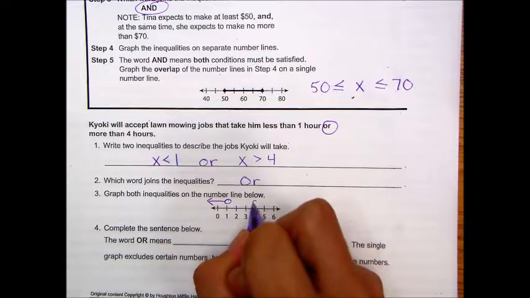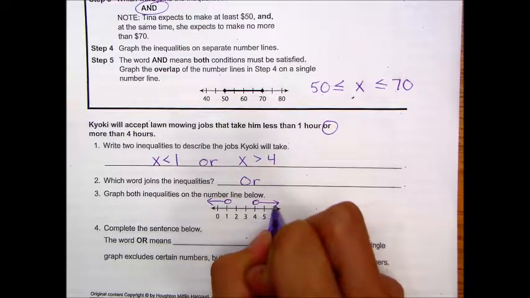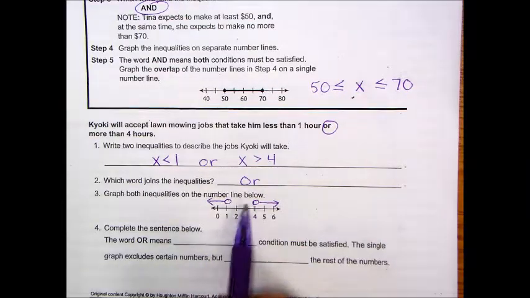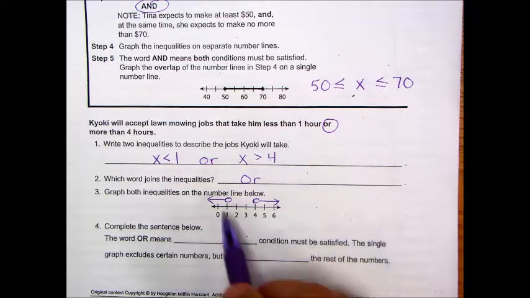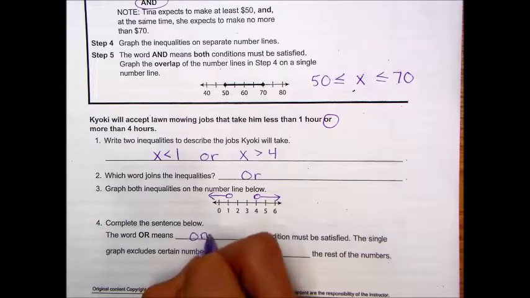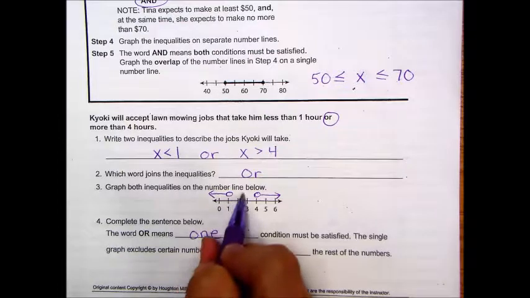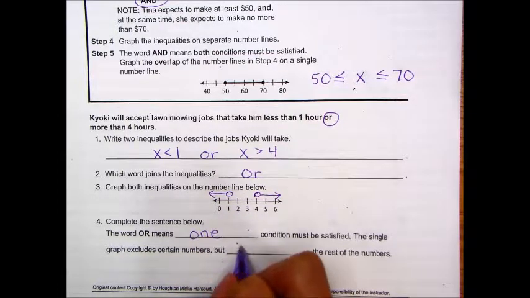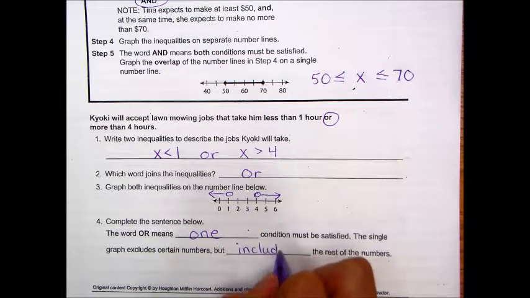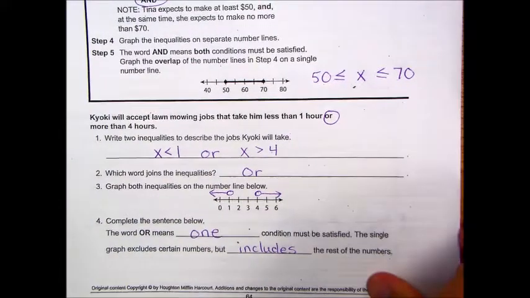x is greater than 4 would have an open circle on 4 and go to the right, anything greater than 4. So OR graphs will always look like this, with two arrows pointing away from one another to indicate that the word OR means one condition must be satisfied. The single graph excludes certain numbers in the middle here, but includes the rest of the numbers. So now we've seen a decent example of and or.